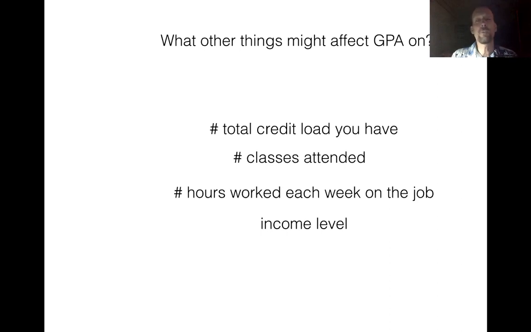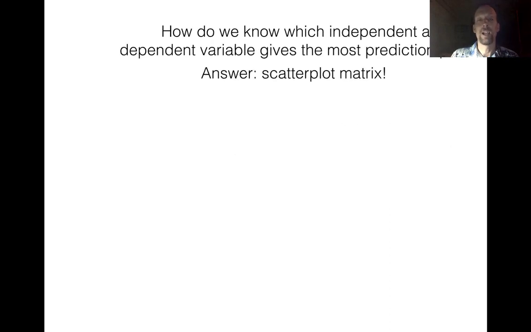So of all these different candidate independent variables, how would you figure out which one is the best? The answer is we're going to start to look at something called a scatter plot matrix. What a scatter plot matrix does is help us do a graphical plot of our dependent variable against our independent variable. So let's take a look at something like our GPA versus how many classes we cut.